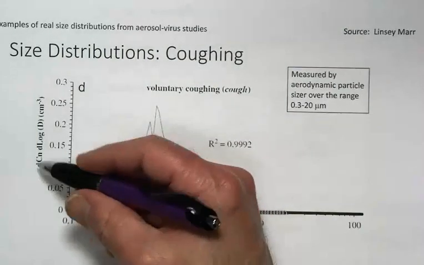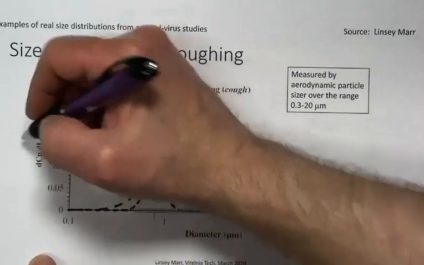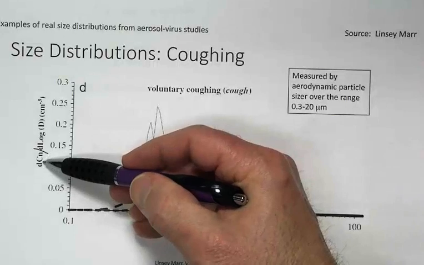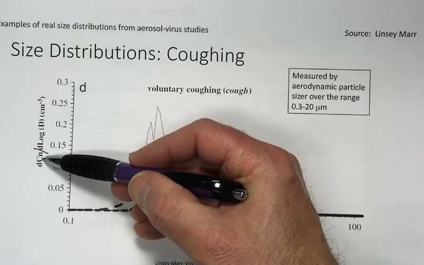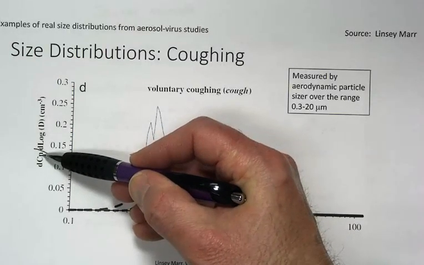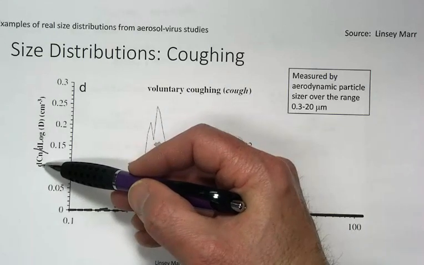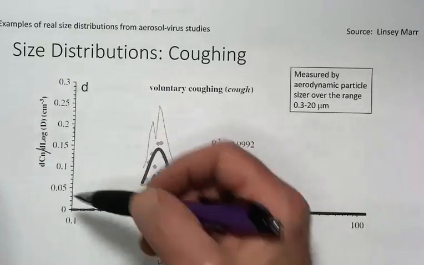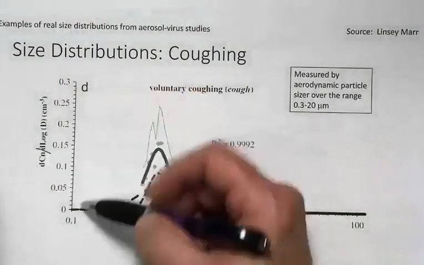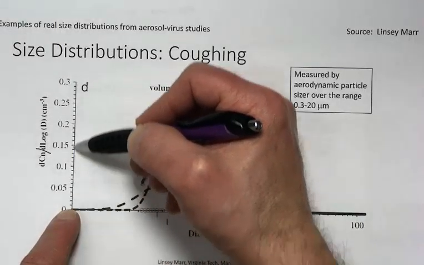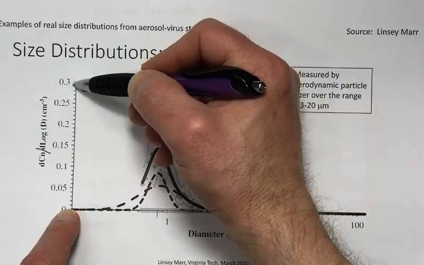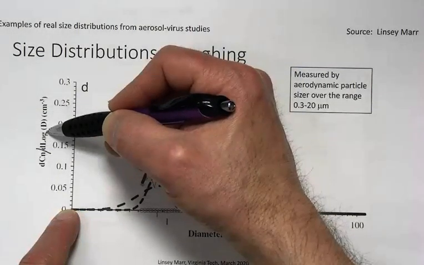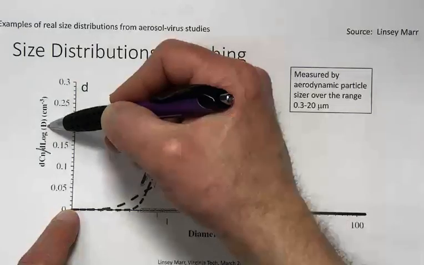And now let's think about what this y-axis is. It's really dN, well, dCN. So this is condensation nuclei, or cough nuclei. These are the particles. This is a normalized indication of the number of particles. And the normalization has been done on the log 10 basis of diameter.